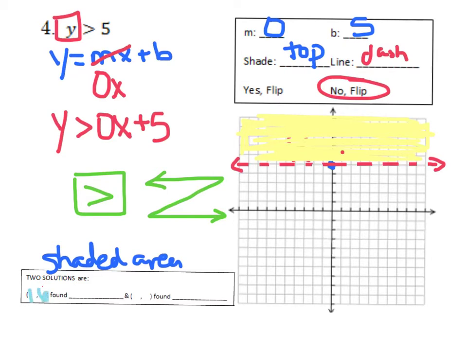Where did I find that? In the shaded area. Okay, and another point could be 3, 7. Okay, also found it in the shaded area. Notice we have a lot of different points that we could pick from.